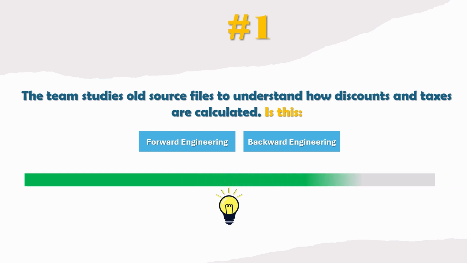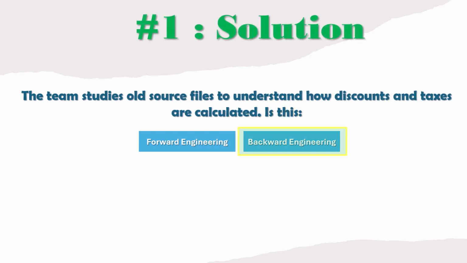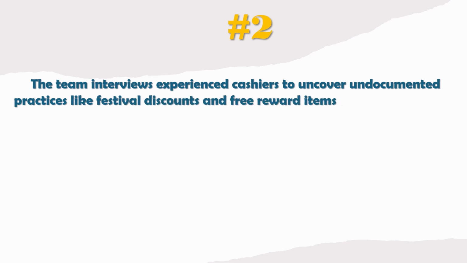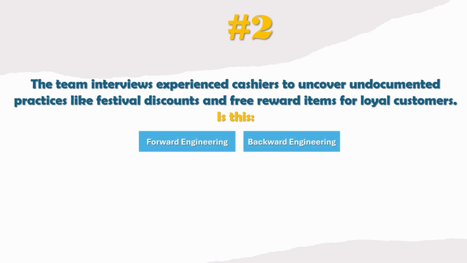So the correct answer is backward engineering, because the team is analyzing an existing system and they are recovering the hidden business value, and no new feature is being built. Next, consider this scenario. The team interviews experienced cashiers to uncover undocumented practices like festival discounts and free reward items for loyal customers. So is this forward engineering or backward engineering?